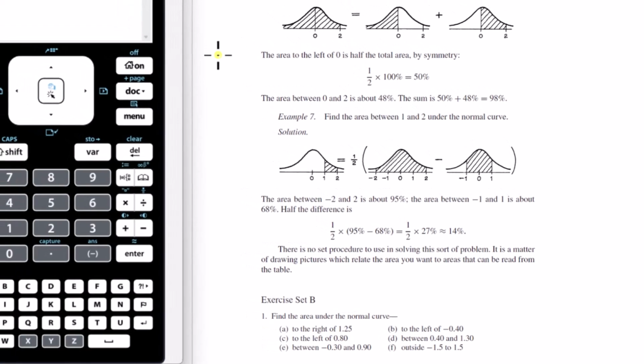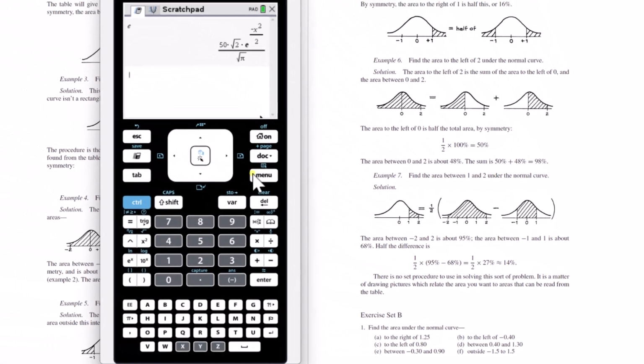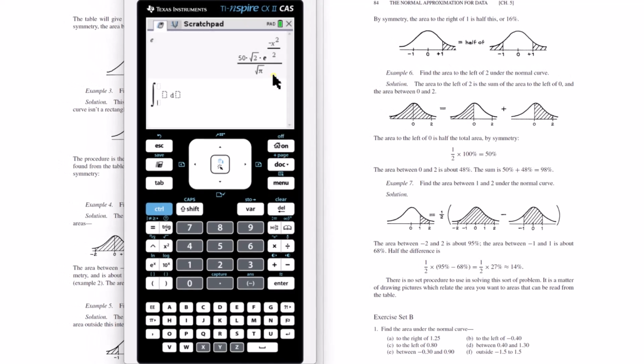Number 1, find the area under the normal curve to the right of 1.25. So to the right of 1.25, we're going to integrate e with respect to x. The top limit is going to be infinity, and then 1.25. So from 1.25 to infinity. So 10.6%.